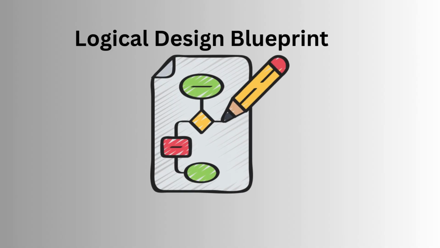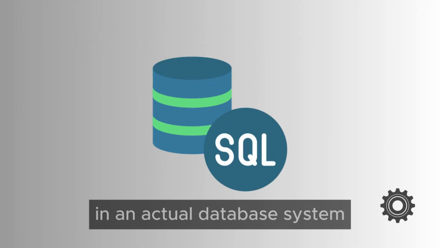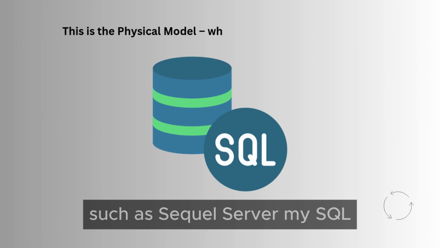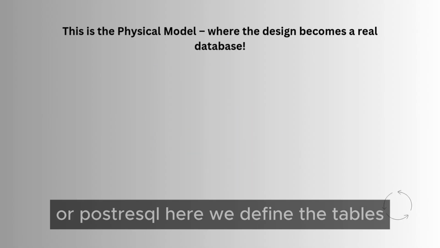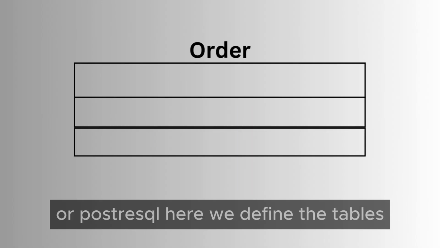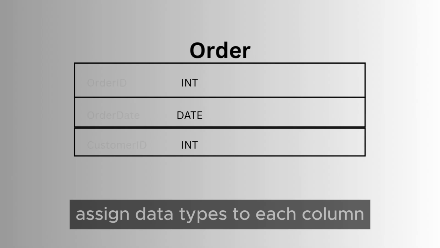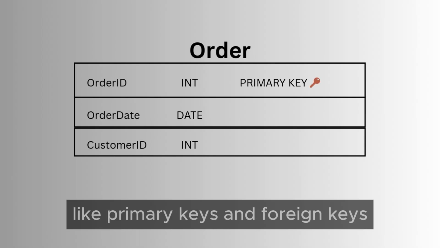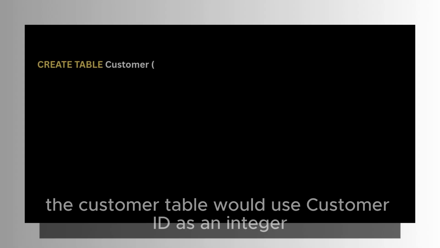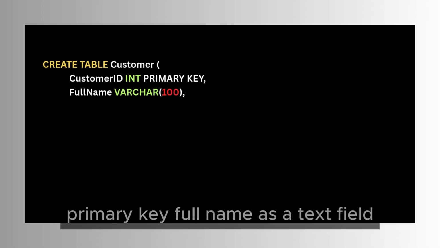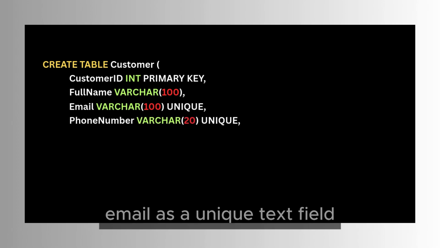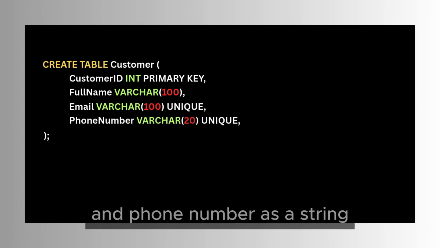The physical model is the final stage, where we implement the design in an actual database system, such as SQL Server, MySQL, or PostgreSQL. Here, we define the tables, assign data types to each column, and set up constraints like primary keys and foreign keys. For example, the customer table would use customer ID as an integer primary key, full name as a text field, email as a unique text field, and phone number as a string.